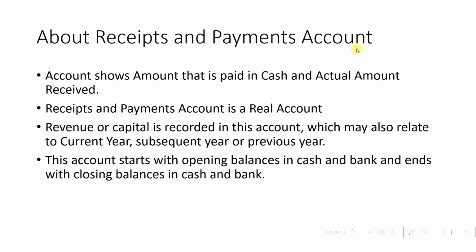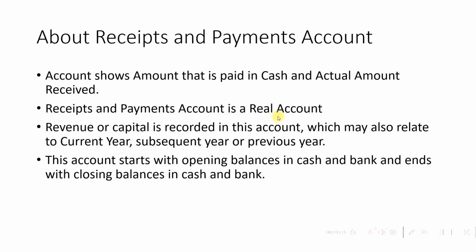So about receipts and payment account. This account shows the amount that is paid in cash and the actual amount received. So that is basically the receipts and payments account. Receipts may be the actual amount received and payments is basically the amount that is paid in cash.